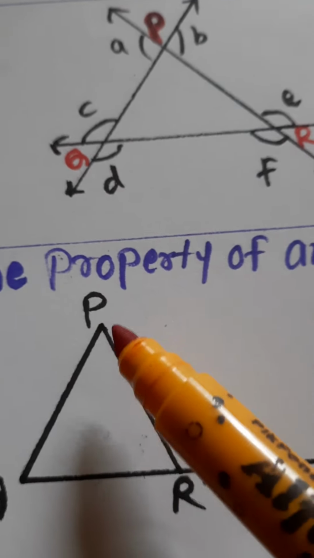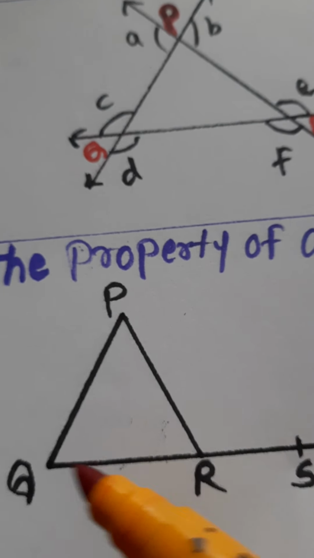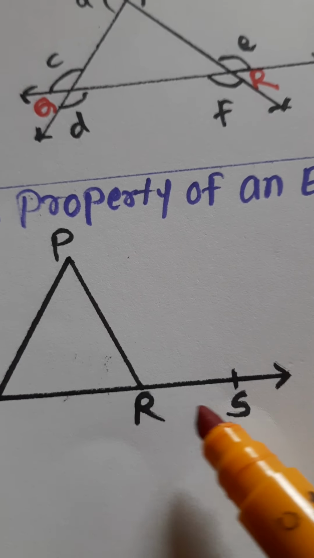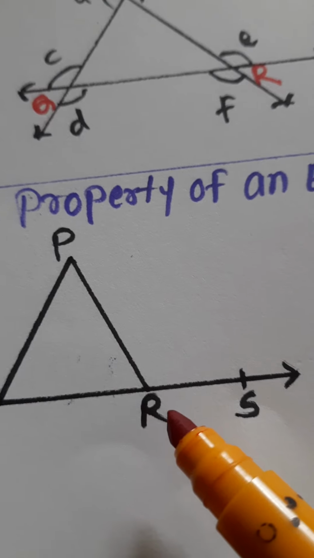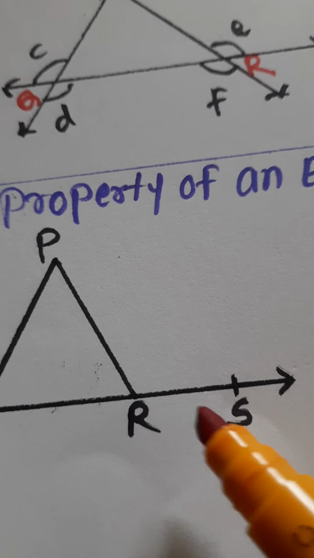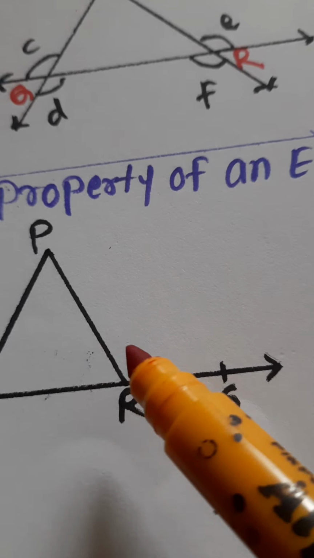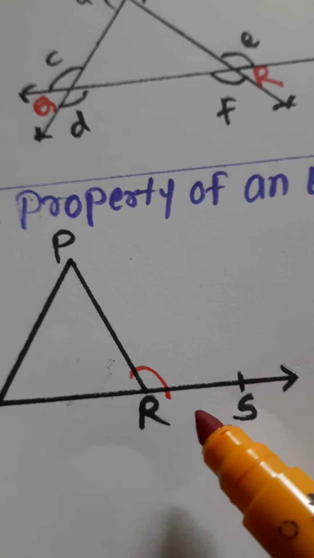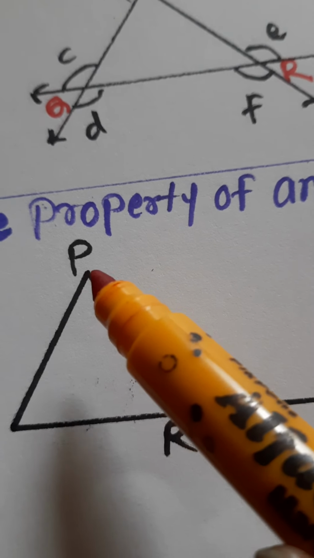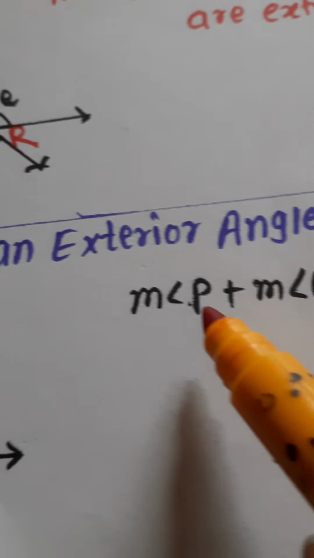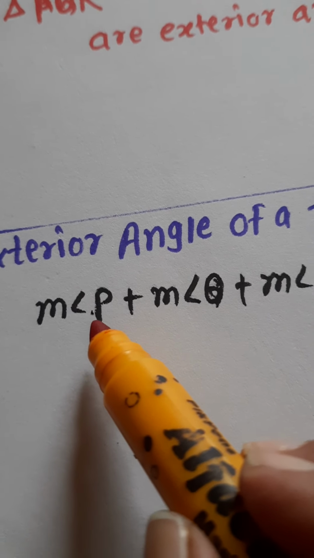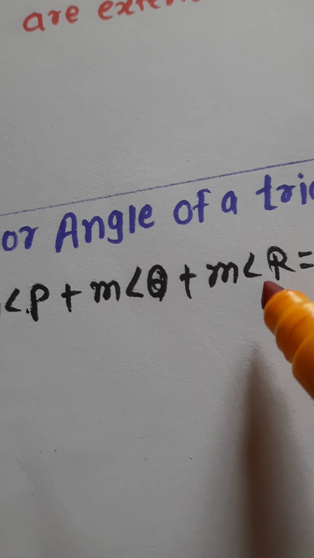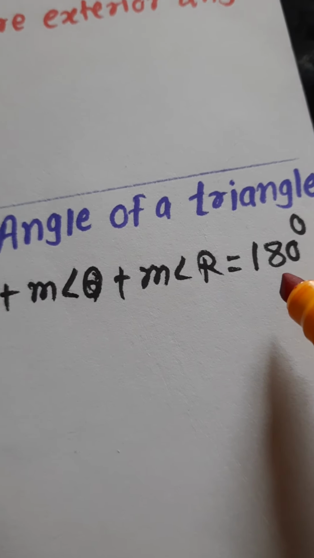See this figure PQR. When I extend QR, then PRS is the exterior angle of triangle PQR. Here in triangle PQR, I have written: measurement of angle P plus measurement of angle Q plus measurement of angle R is equal to 180 degrees.